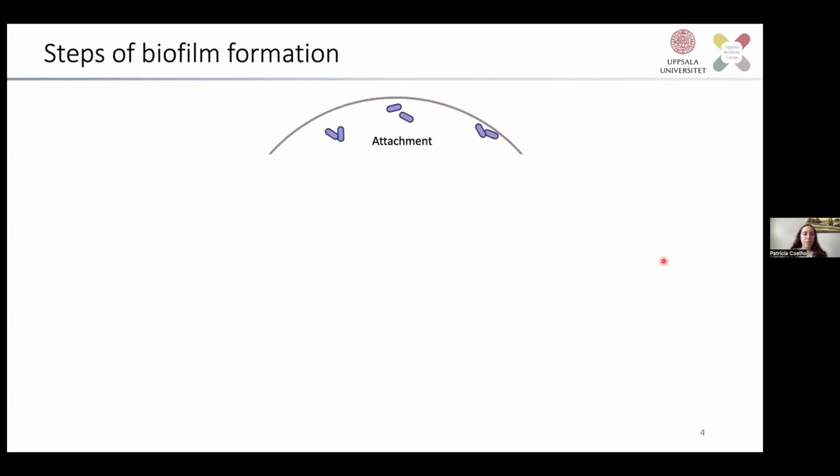When it comes to the steps of biofilm formation, biofilm formation is a very dynamic process. So biofilms are in constant production or formation and degradation, but it mainly consists of 4 steps. So first is attachment. So the cells adhere to each other or to a surface. And at this point, the attachment is reversible. So at any point, they can detach and continue in a free lifestyle, so to say.